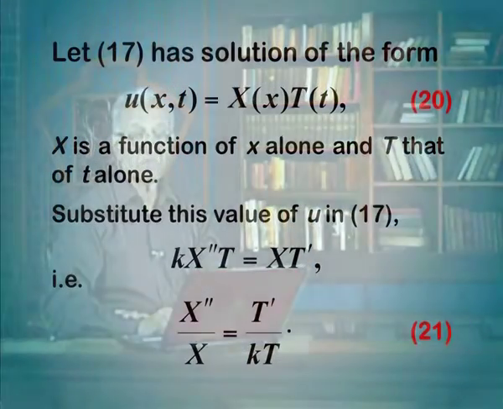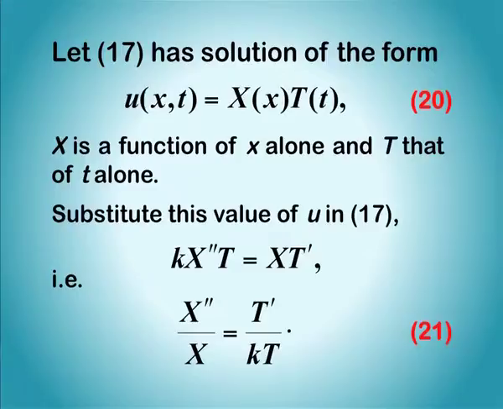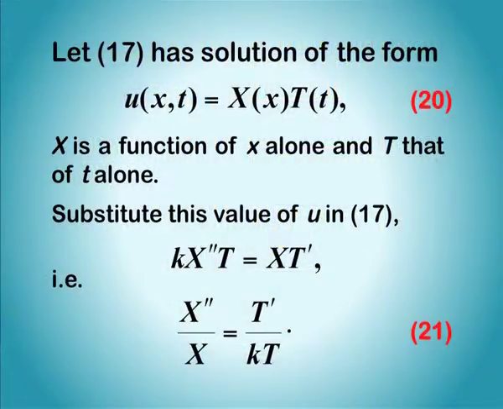We now substitute this value of u in equation 17, which we have done. Then it becomes k X double dash T, that is the second derivative, is equal to X T dash. T dash is the first derivative, and this is called the second derivative. Simply solve it, and you get X double dash upon X alone is given as T dash upon k T, where k is a constant.